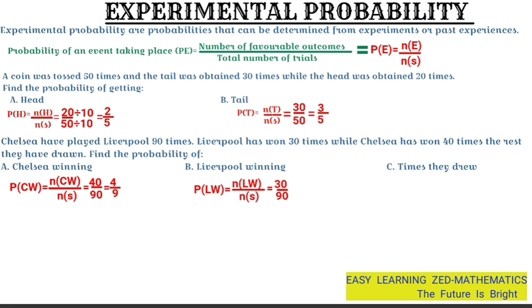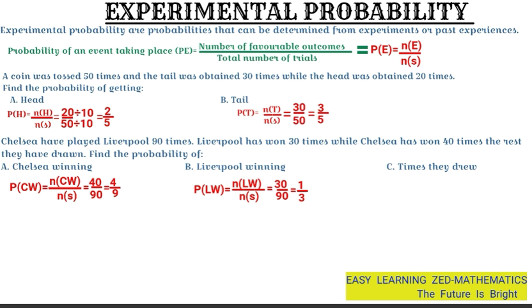So now we're going to find the highest common factor of 30 and 90. The highest number that can go into 30 and 90 is 30. So we're going to divide 30 by 30 and 90 by 30. 30 divided by 30 will give us 1, and 90 divided by 30 will give us 3. So it is going to be 1 over 3. So the probability of Liverpool winning the game is 1 over 3.